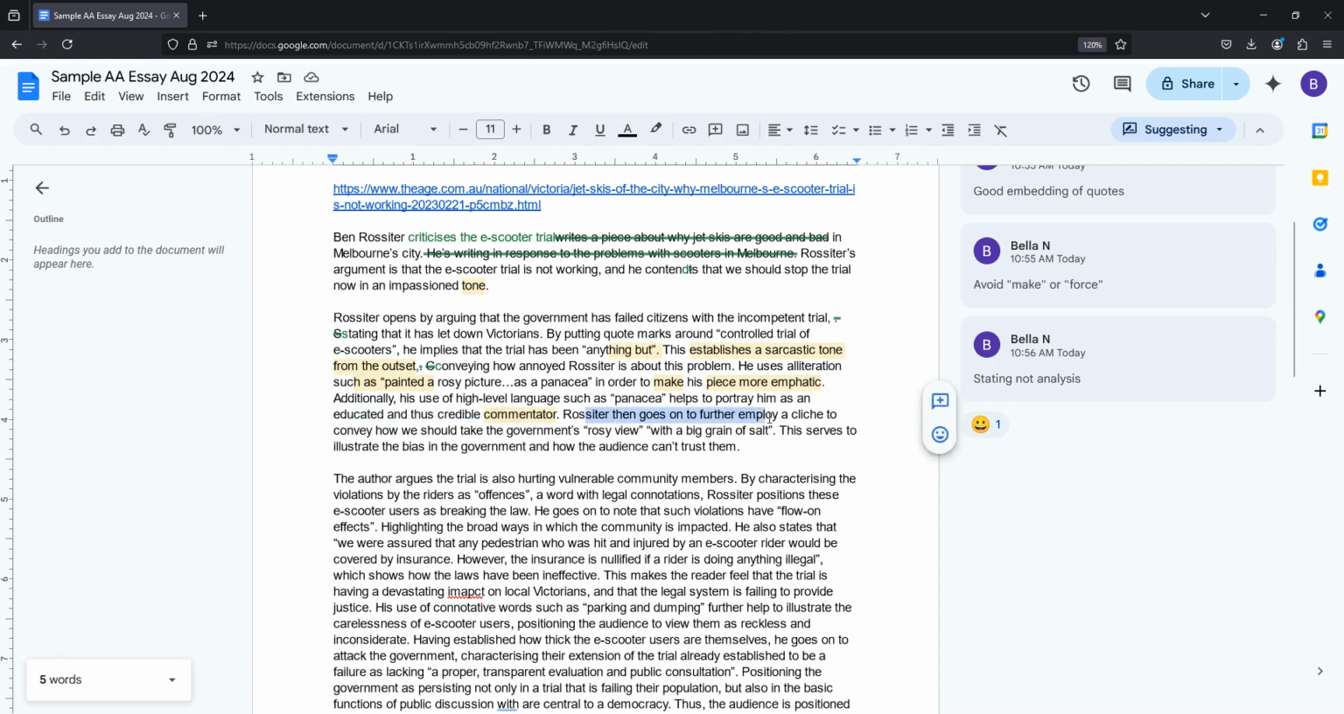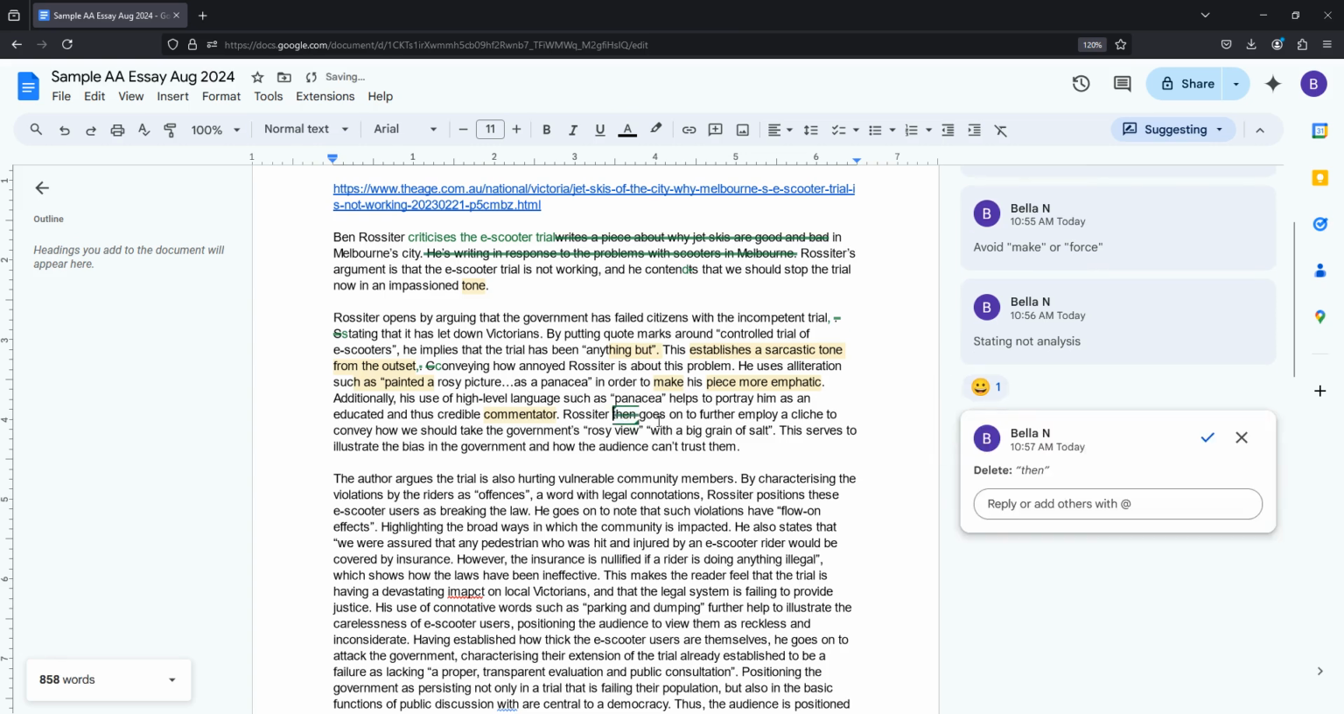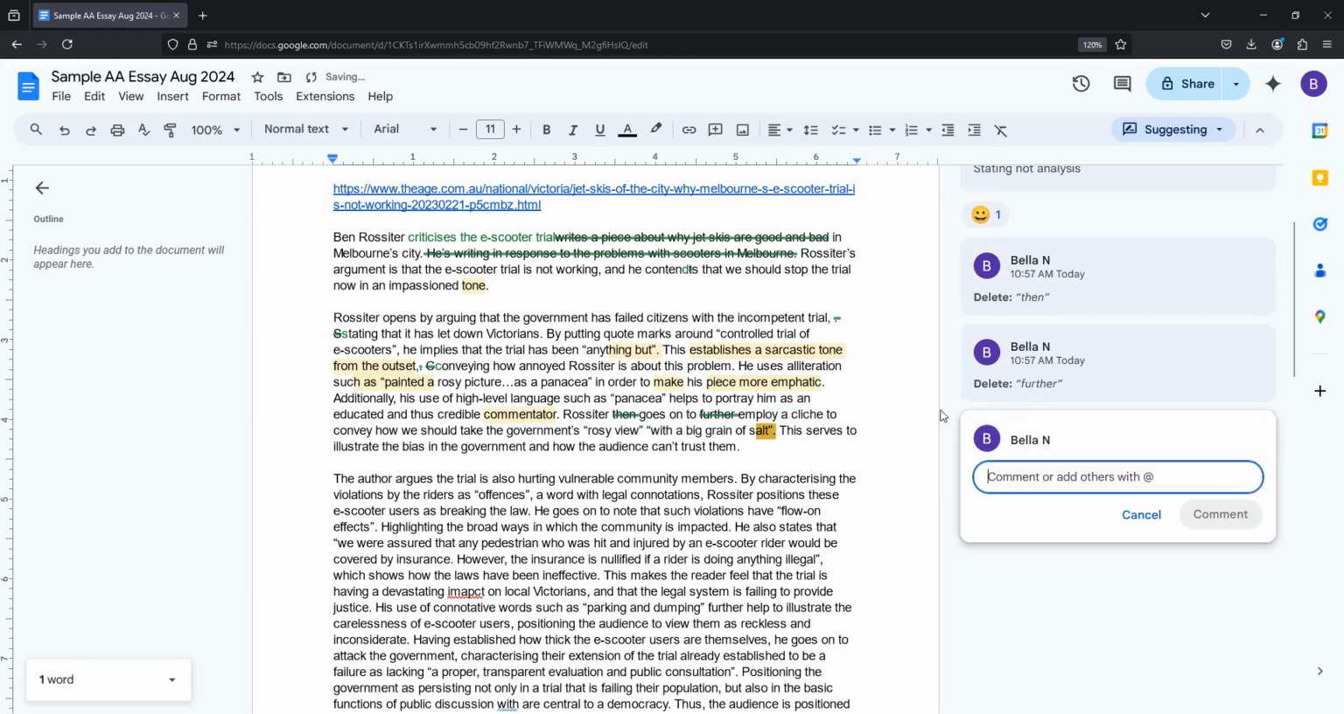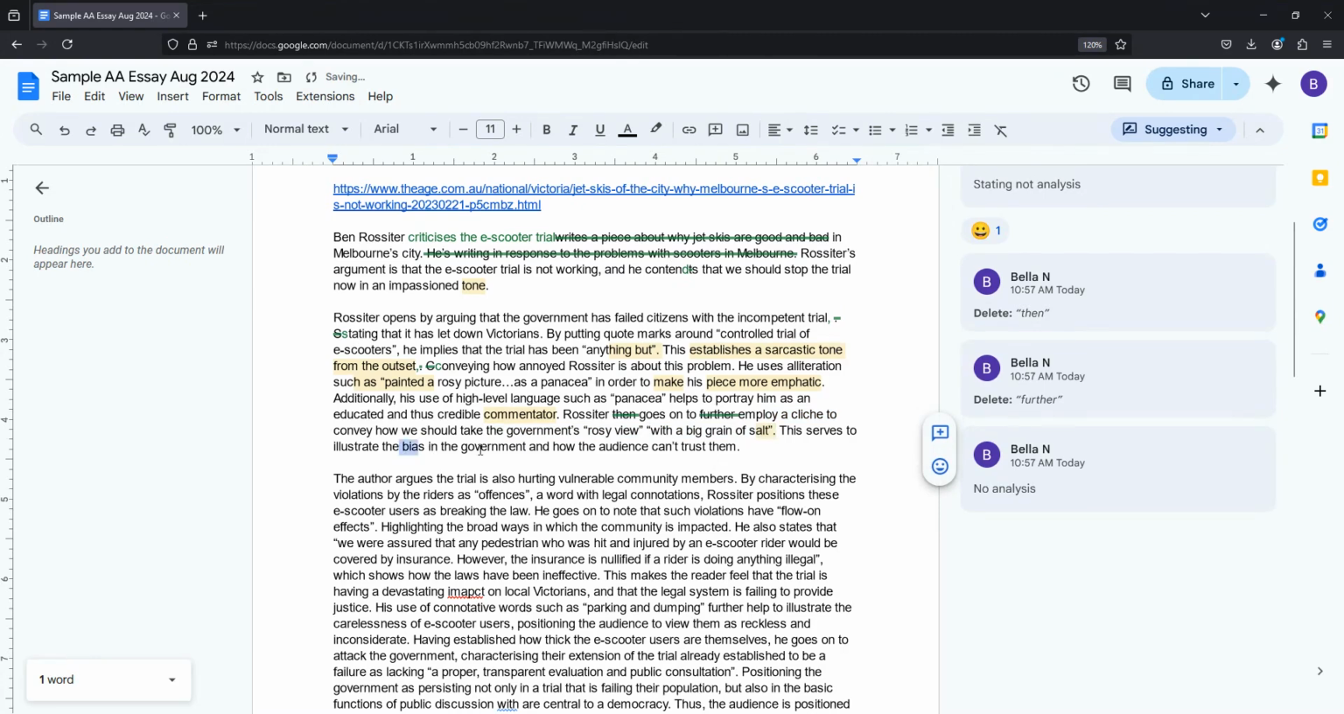"Rossiter then goes on to further employ", this bit here is tautological. We don't need "then goes on and further". That just repeats itself too much. So we could just say Rossiter goes on to employ a cliche to convey how we should take the government's rosy view with a big grain of salt. Again, we've got the technique, we've got the quote, but no analysis. "This serves to illustrate the bias in the government and how the audience can't trust them."